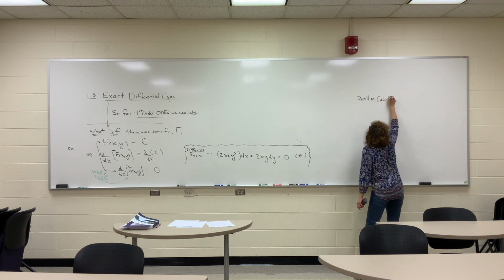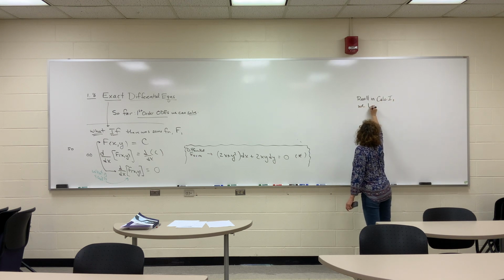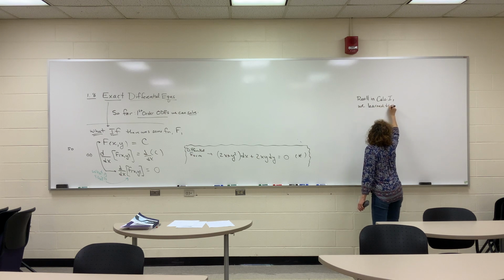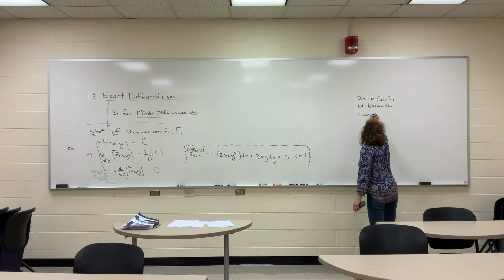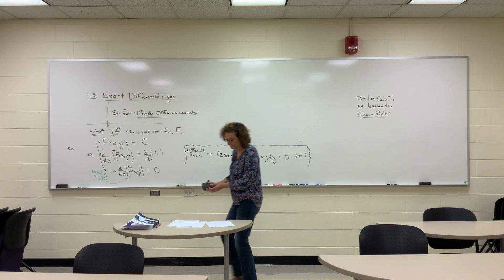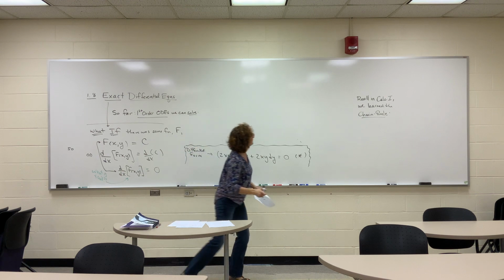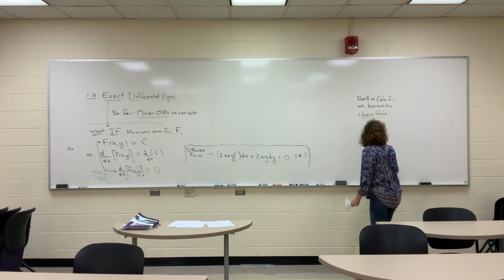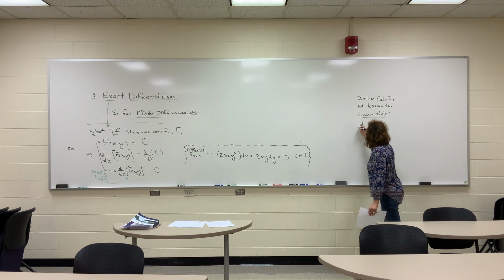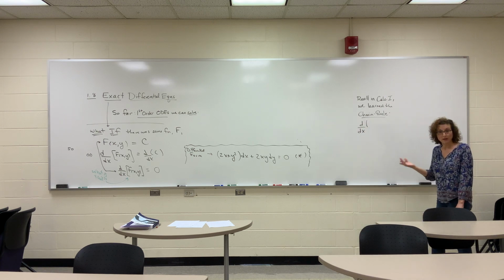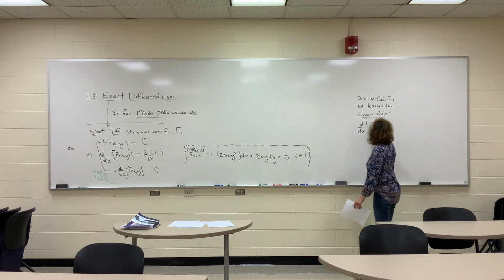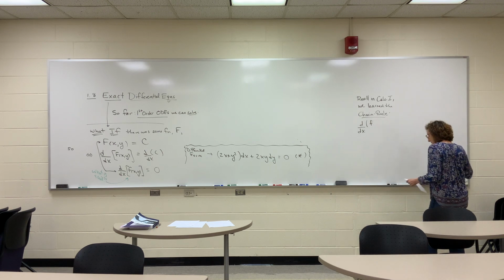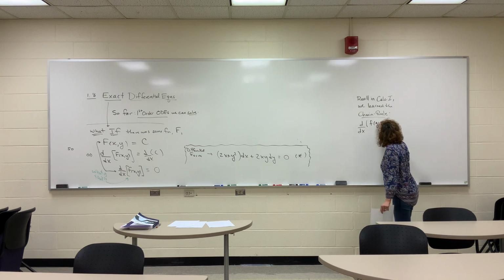in Calc 1, we learned the chain rule, right? So let's write it. The derivative with respect to x of, well, what was it? Derivative of a composition, F of g of x. That's the way we learned it, right? So the derivative with respect to x of some function F evaluated at g of x.